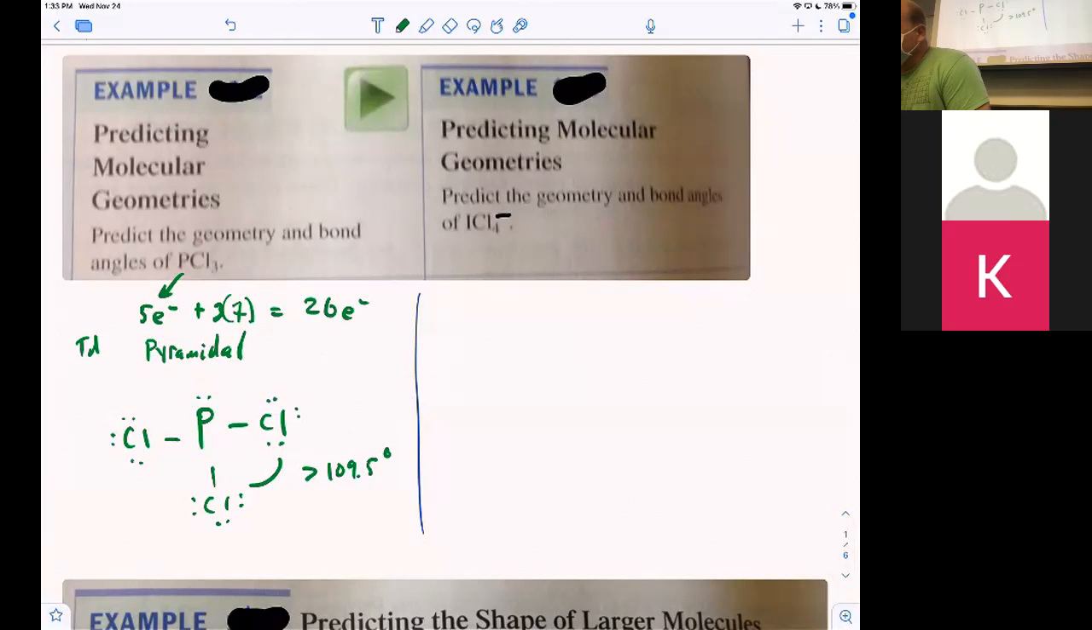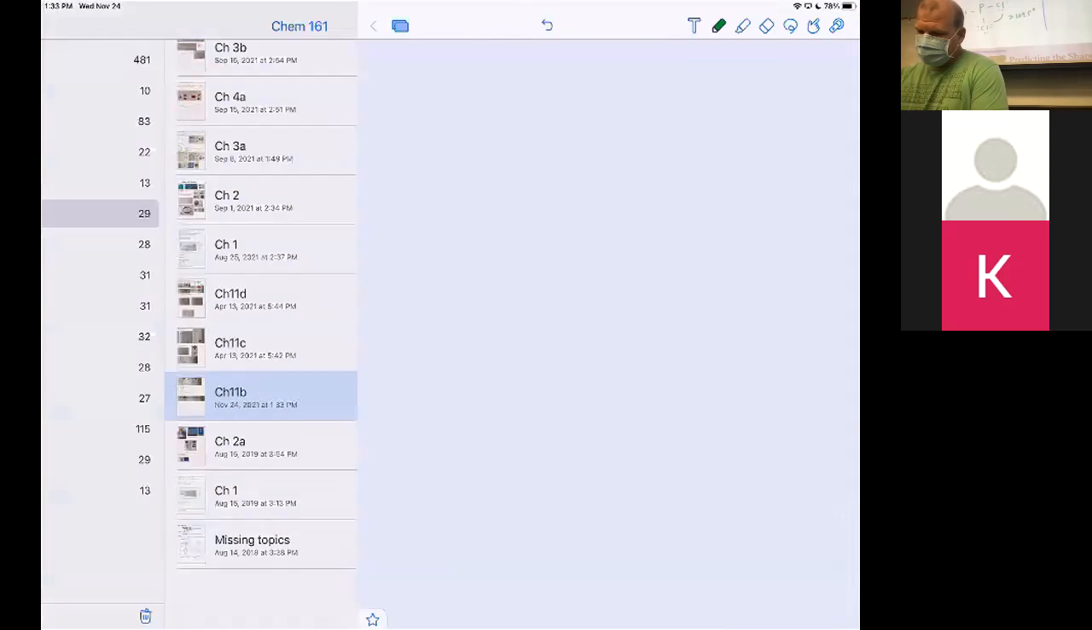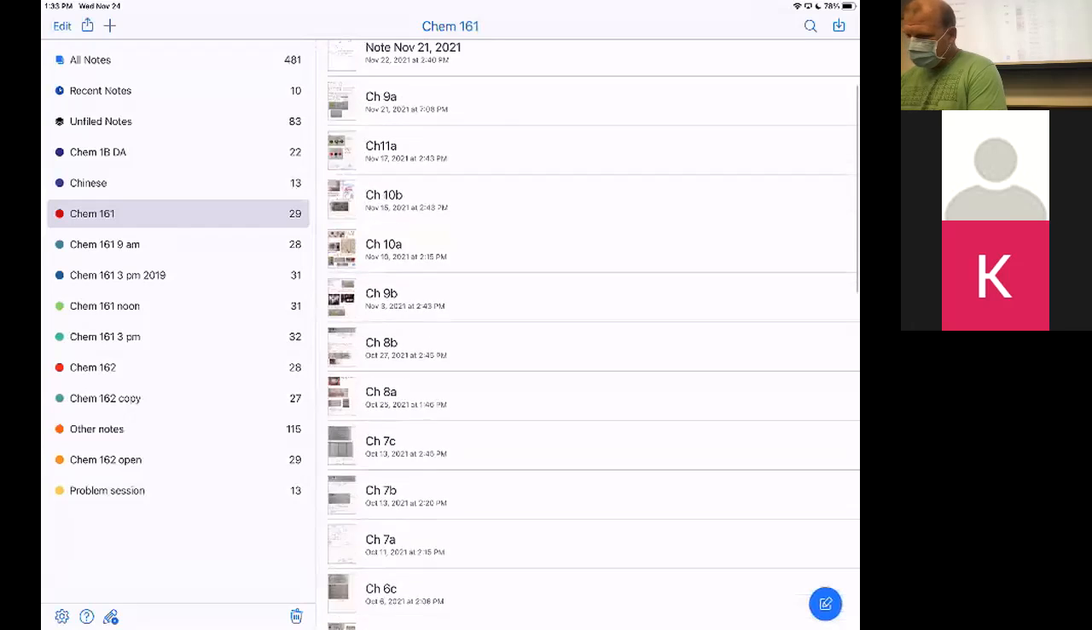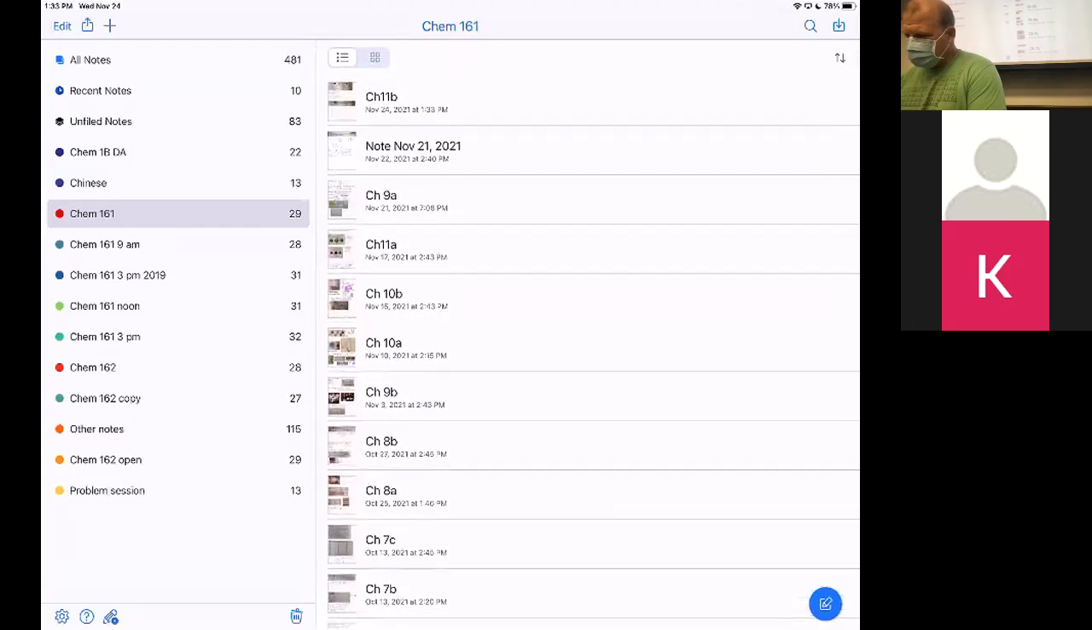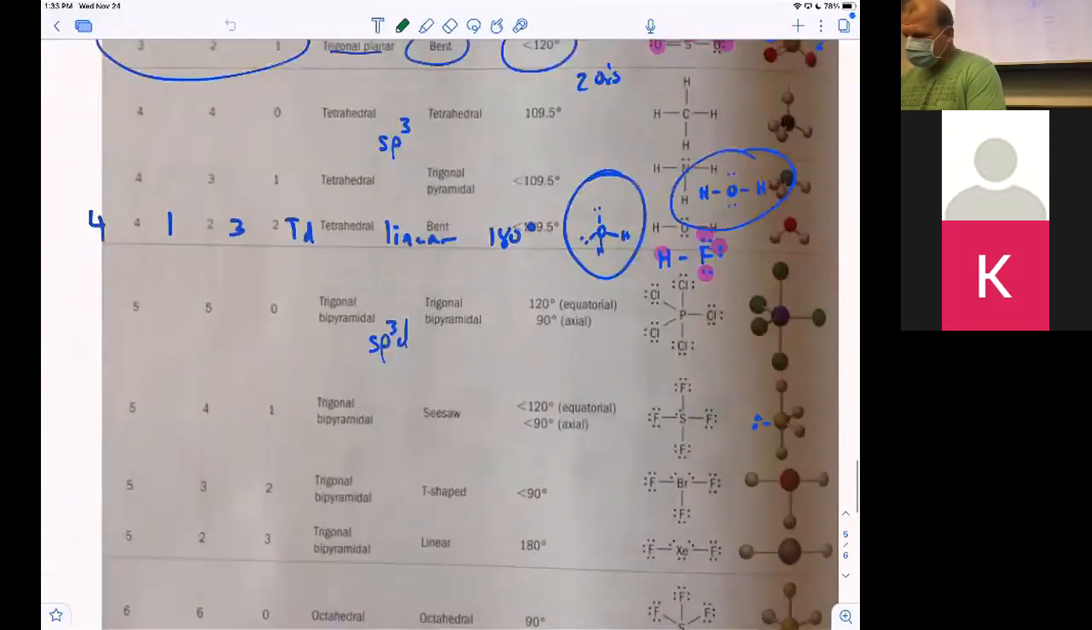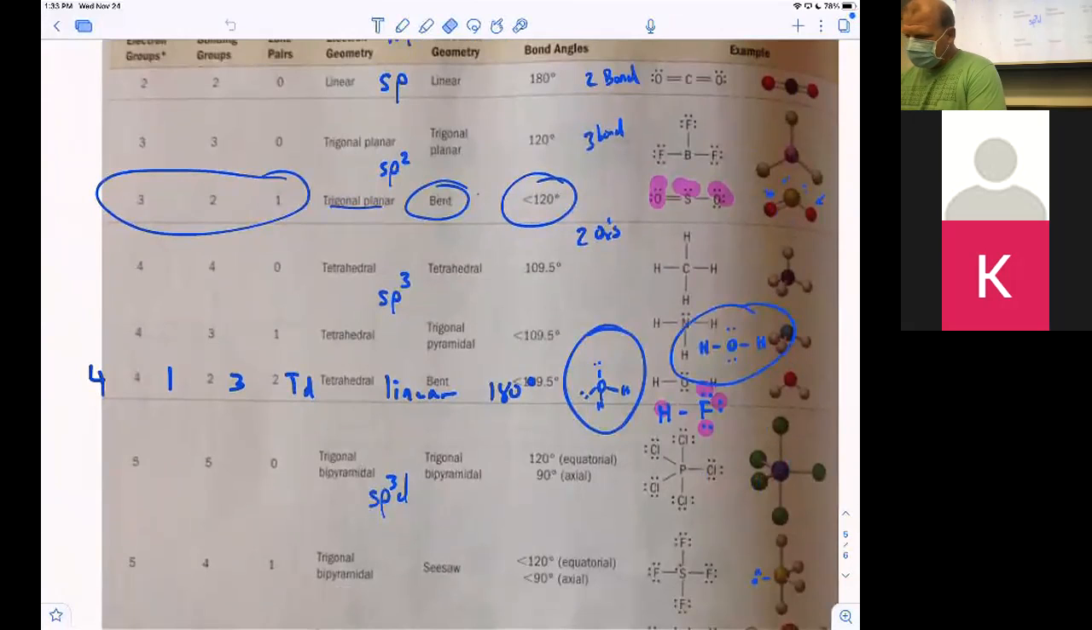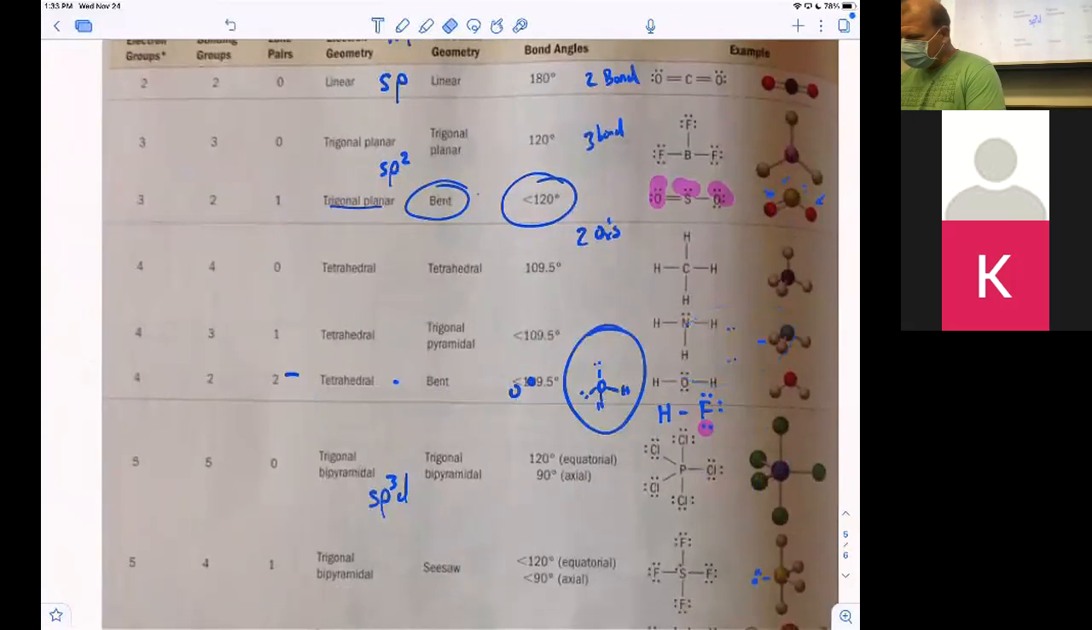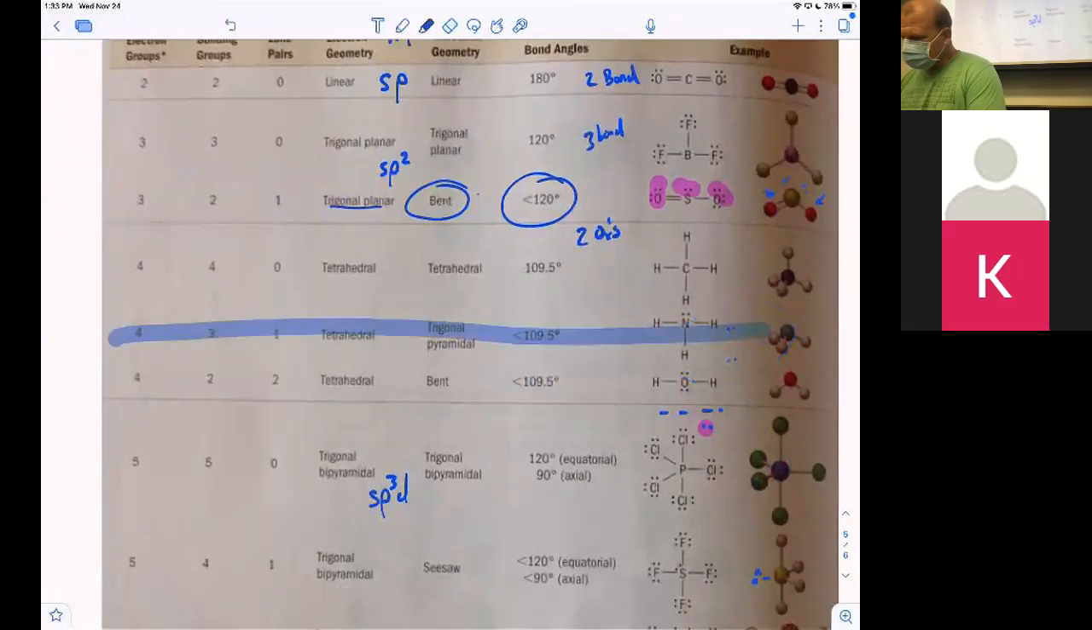Okay. Is that a triangle? On the bottom it should be, but it's not a tetrahedron. It's this line right here. Okay. The bond angles, you can see here in the chart, it tells you it's going to be a little less than 109.5. And of course you have this chart when you're taking the tests.